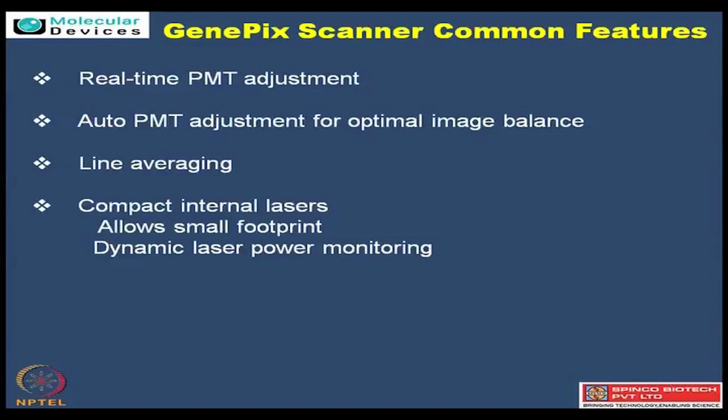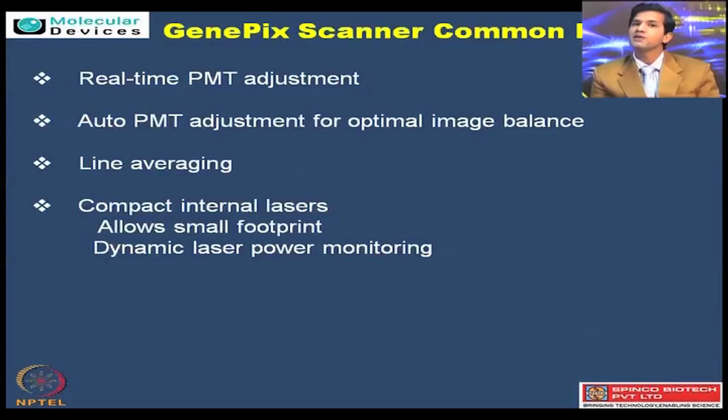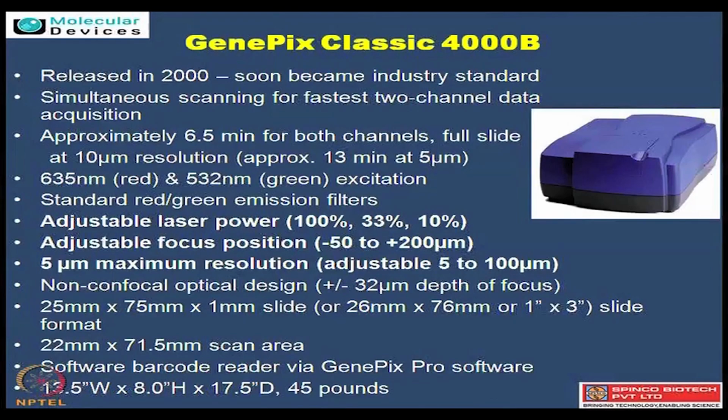And then auto PMT adjustment: for those who are not real buffs of looking at how to control them, we have given an auto PMT option. This auto PMT option allows Acuity to get the best output, but GenePix Pro allows multiple scans by itself, so the best PMT suitable for one application can be seen immediately. GenePix Classic 4000B has 6.5 minutes of simultaneous scan. The meaning of simultaneous scan is that both lasers scan at the same time, so you have very little time for scanning.